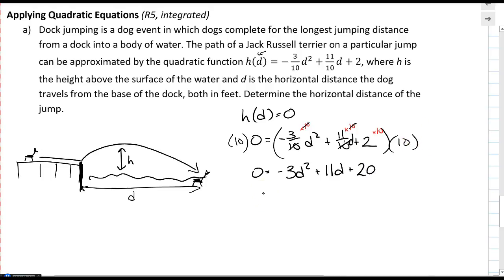From here, I've got a complex trinomial I've got to deal with. 3 doesn't factor out of 11 and 20 very well, but it does have a negative out in front of it, and I hate negatives in front of that first term. So I could factor it out and just leave it out in front and hanging out there.